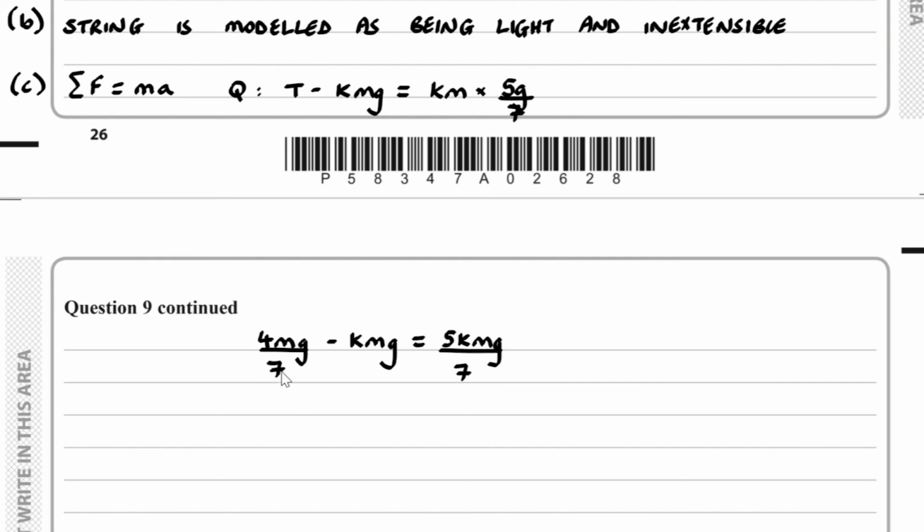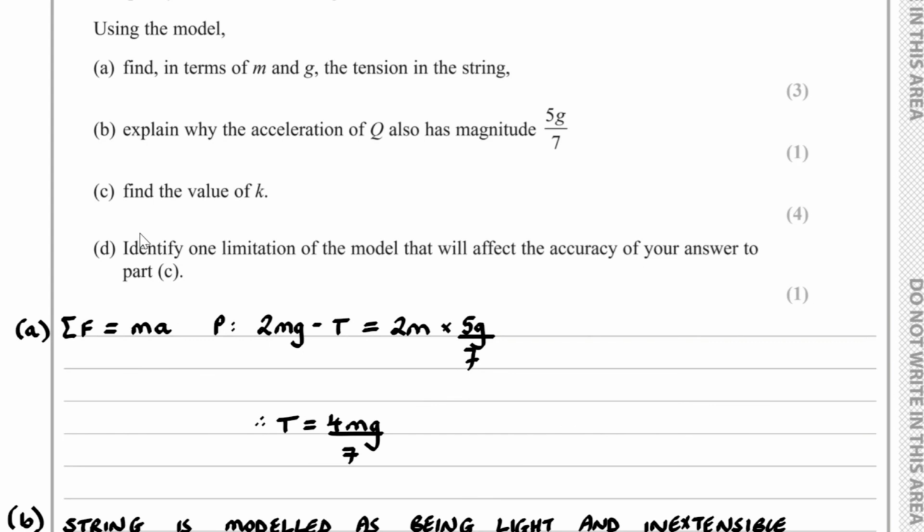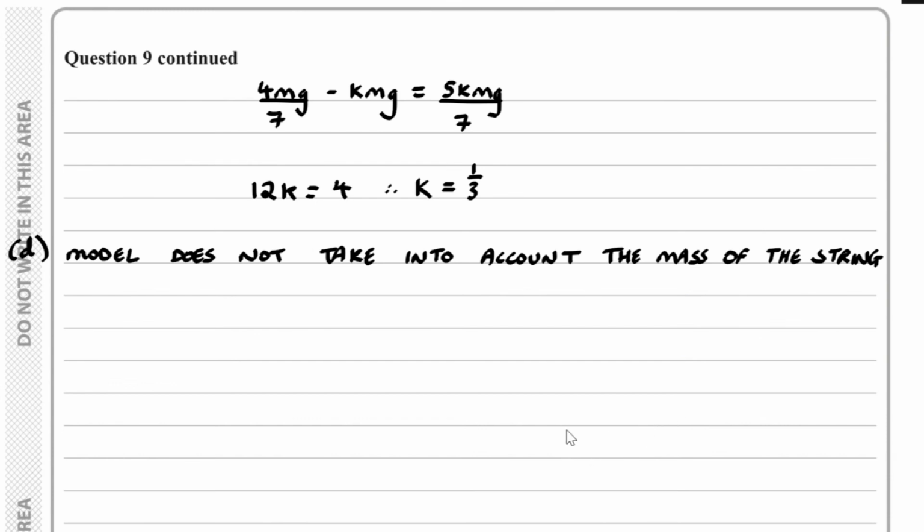So, rearranging and noticing that the m and the g's cancel, I've got 4/7 minus k equals 5k over 7, and multiplying through by 7, I end up with 12k equals 4, from which I can conclude k is equal to 1/3. Then for part D, we have to identify one limitation of the model that will affect the accuracy of our answer to part C. Well, the model does not take into account the mass of the string.